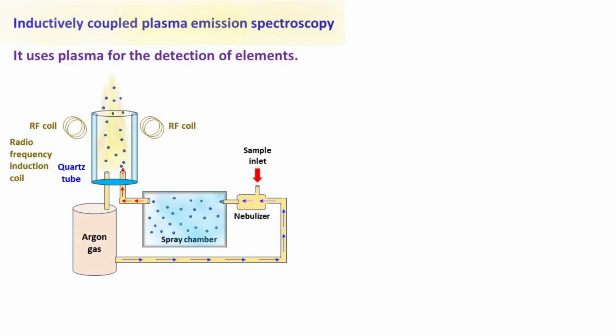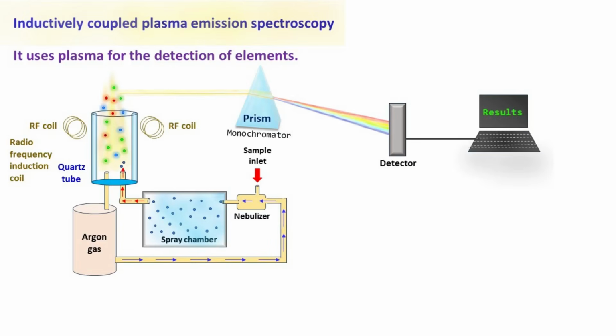Because of the high temperature of the plasma, the atoms present in the sample get excited and emit radiation of specific wavelength. The emitted light is passed through the prism and finally detected using a detector system attached to a computer. Since different atoms present in the sample have different emission spectra, they can be easily detected and distinguished using this method.